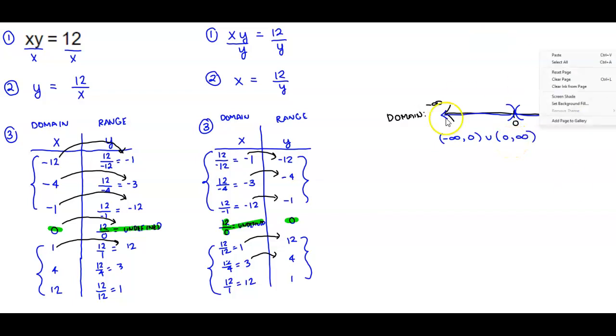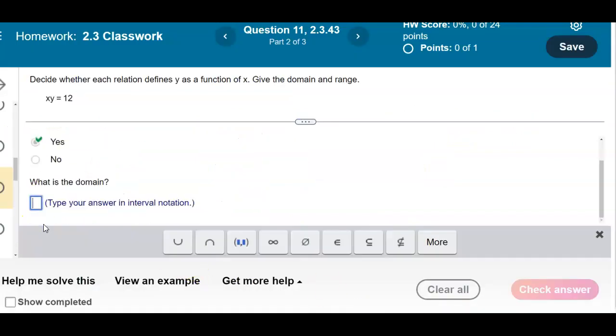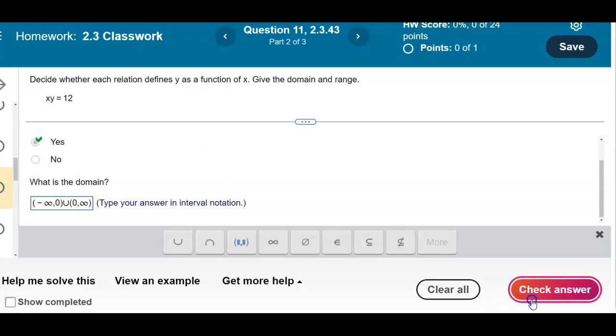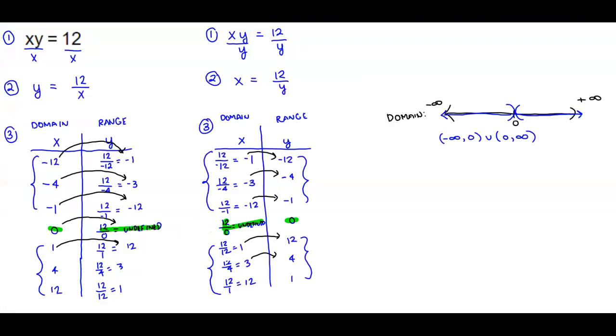So let's go ahead and put that in for our result. So here, we're going to have parenthesis, negative infinity, comma, 0, with a union, and then parenthesis, 0, comma, positive infinity. Now let's check our result. So there's our answer. Now we're going to take a look at the range.